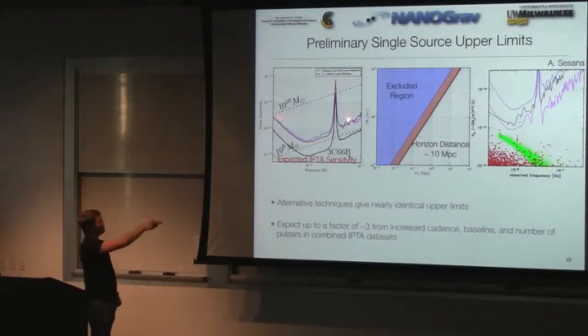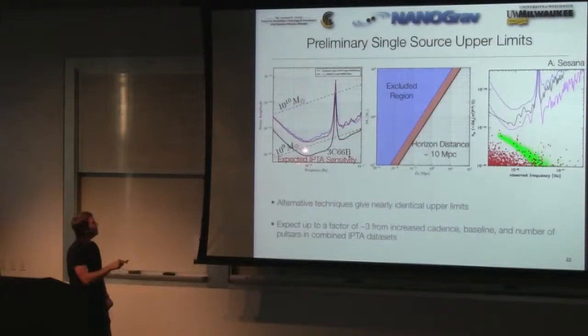So this is just the one data set from NANOGrav, but if you put the European data sets and the Parkes data sets with much longer baselines, then you expect to get something down here. So this is about a factor of 3 improvement in the upper limits from using these combined data sets.